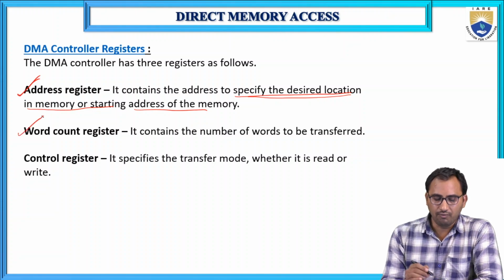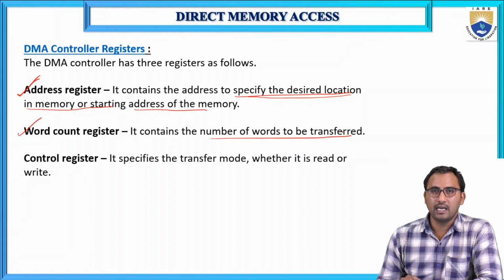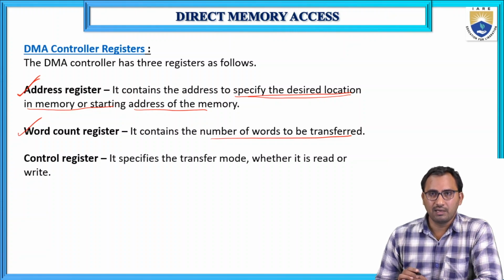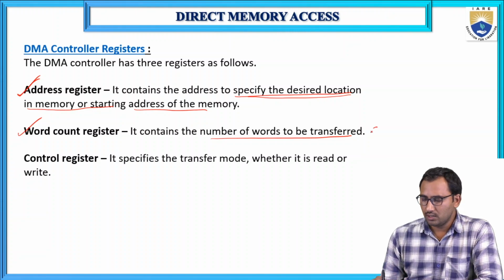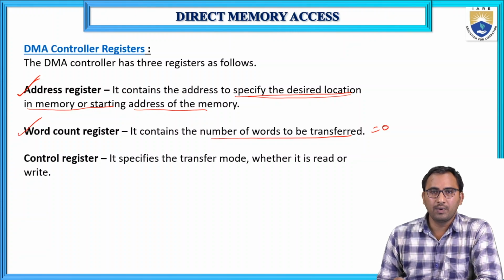And coming to the word count register. It contains the number of words to be transferred. Suppose we are transferring 100 bytes of data from the memory to the IO device. Then the word count register will be loaded with 100. For every 1 byte transferred from the memory to the IO device, the count will be decremented by 1 until it becomes 0. Whenever the word count register becomes 0, the DMA operation will be stopped.